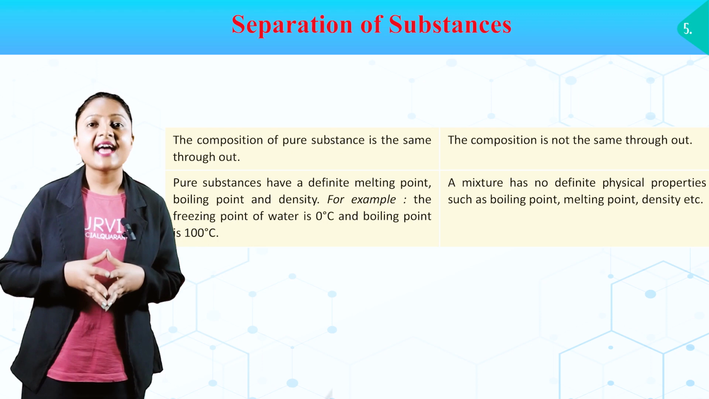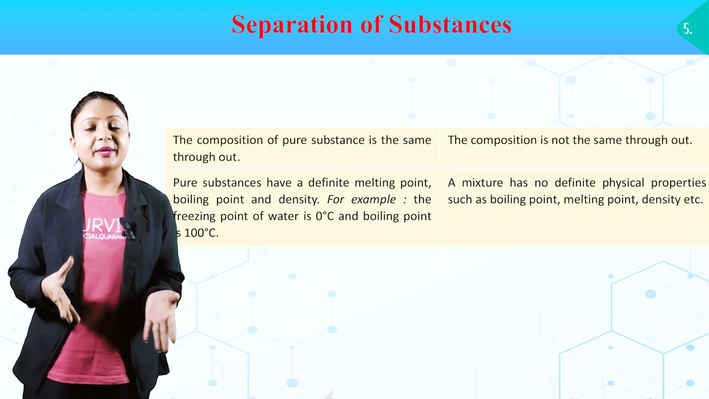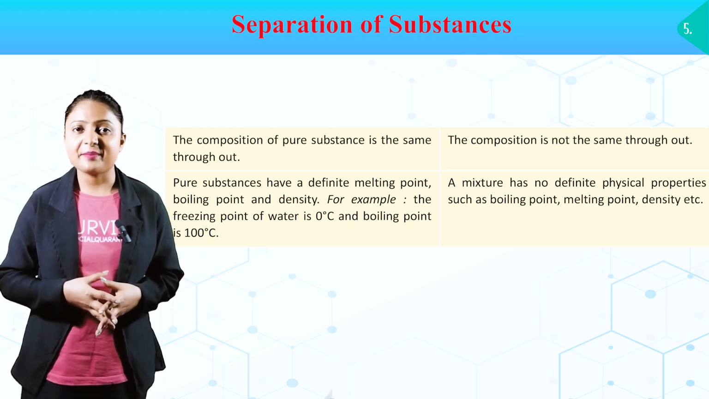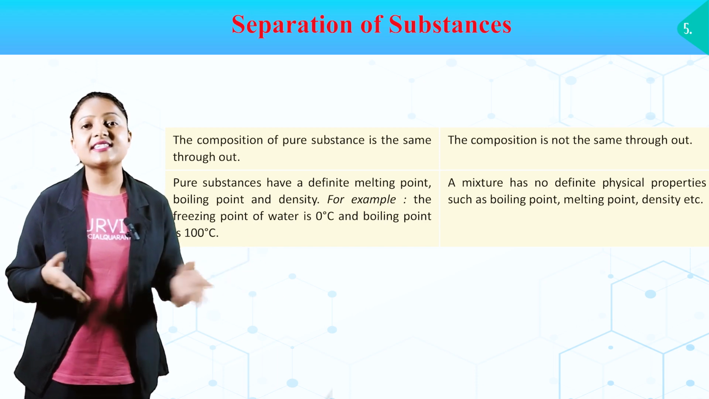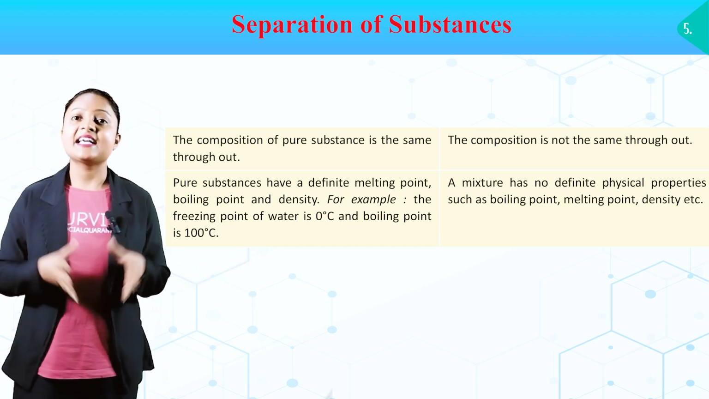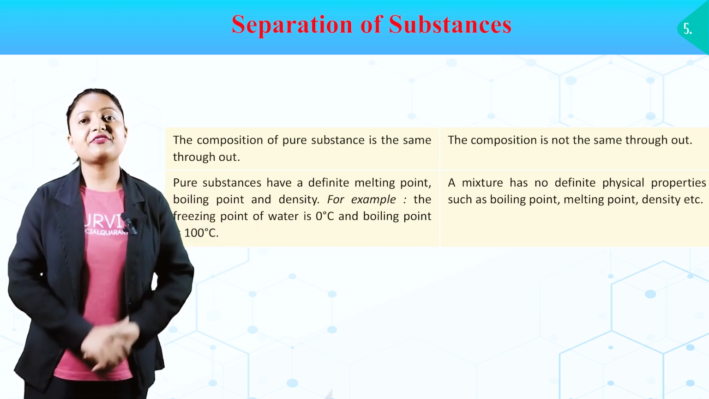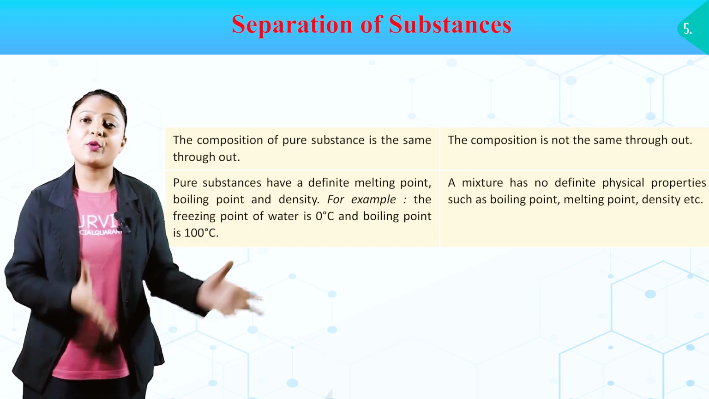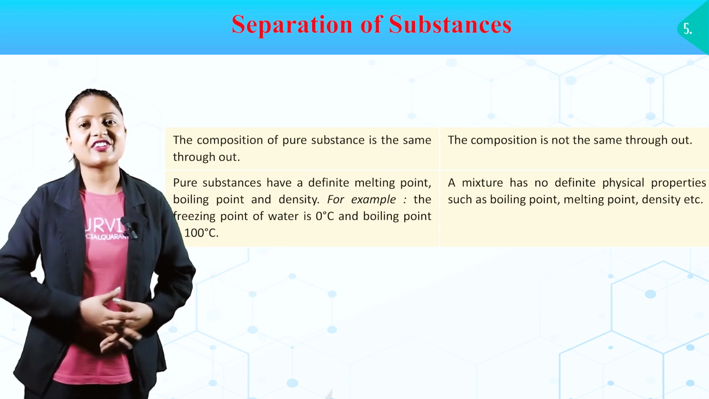Pure substances have a definite melting point, boiling point and density. For example, the freezing point of water is 0 degrees Celsius and boiling point is 100 degrees Celsius. A mixture has no definite physical properties such as boiling point, melting point, density, etc.